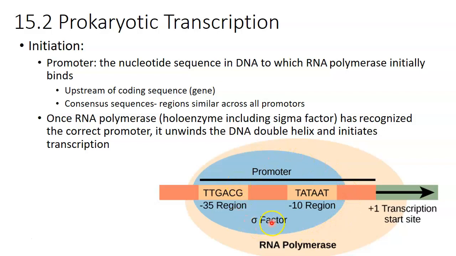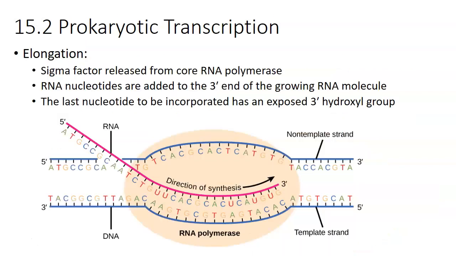In particular, sigma factor for prokaryotes. Once the RNA polymerase binds to the correct promoter sequence, it's going to start to unwind and unzip the DNA, and then transcription will start. So again, initiation is pretty much RNA polymerase binding upstream of the gene at the promoter sequence.